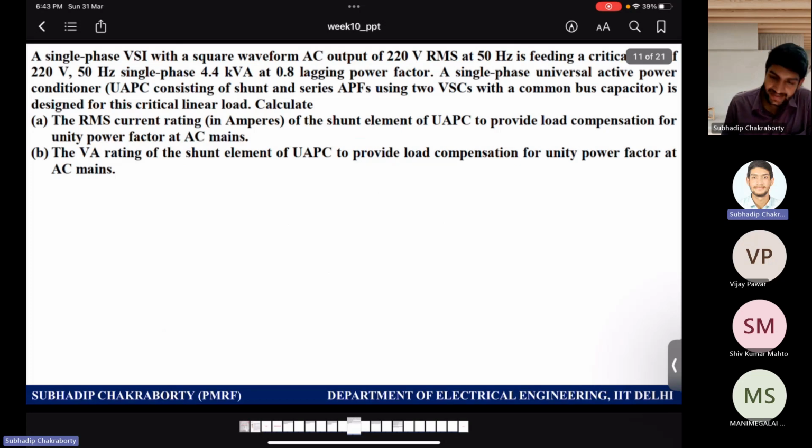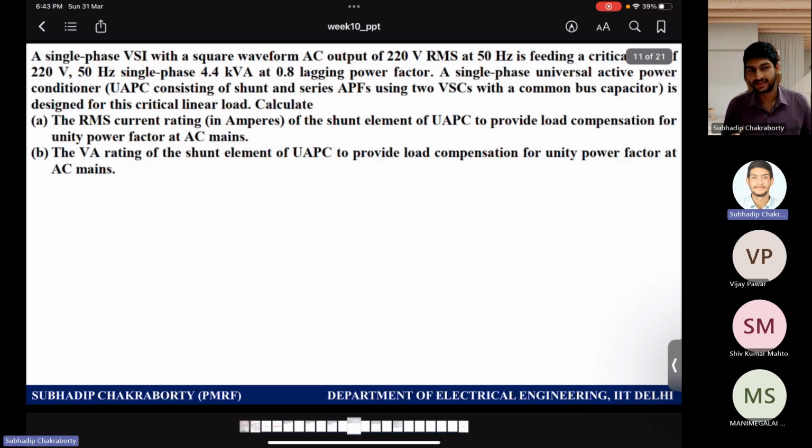So now, unified active power conditioner, the first problem we will solve. This is a combination of series and shunt APFs. The thing that I was telling you at the starting of the session: to improve both the voltage and current qualities during load side distortion and supply side distortion, or due to the effect of source impedance, you actually need both.